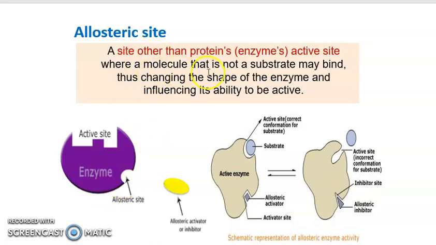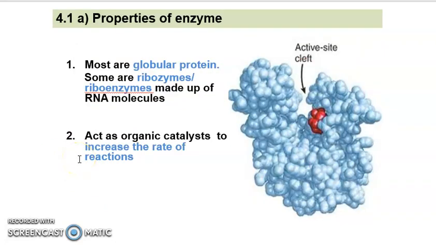Okay, where a molecule that is not a substrate may bind, thus changing the shape of the enzyme and influencing its ability to be active. So actually based on the allosteric site here, ini kita akan discuss dengan lebih detail dalam subtopik inhibitor. Okay, so apa yang awak kena tahu sekarang adalah allosteric site actually it refers to the site other than enzyme active site.